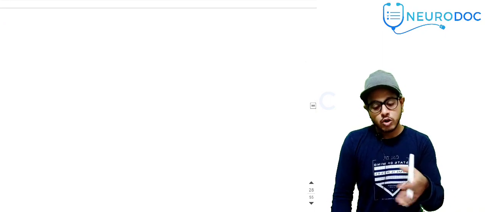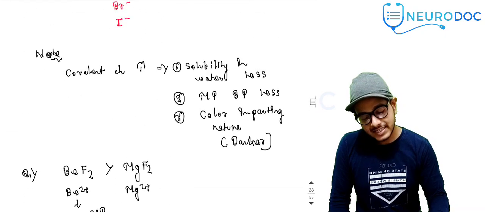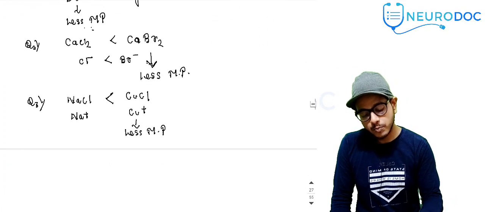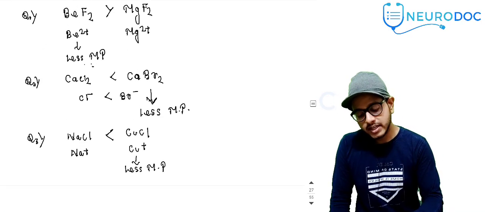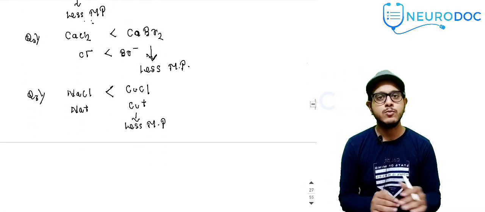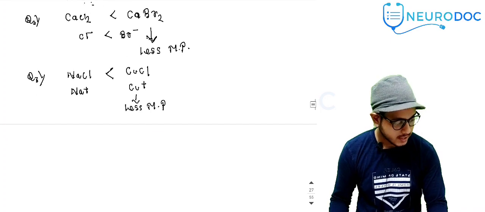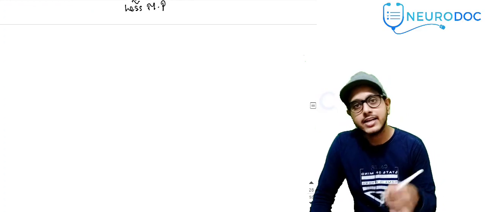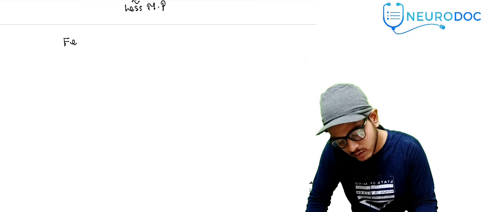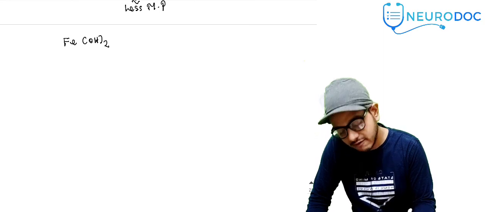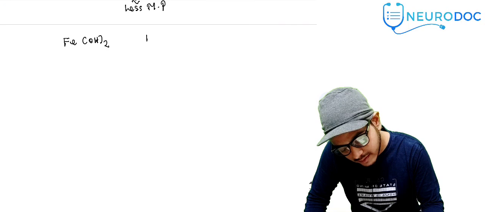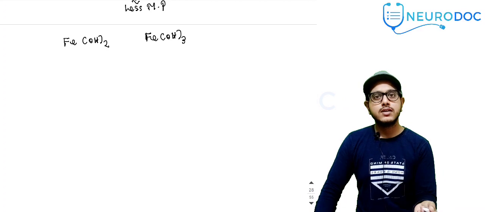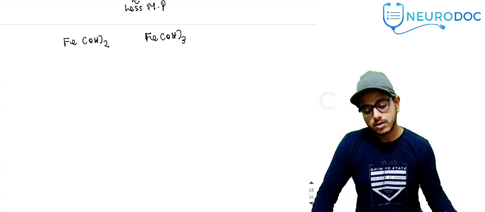Same can be said with solubility in water. All will have less solubility in water: magnesium fluoride, calcium bromide, cuprous chloride, as compared to BeF2, CaCl2, NaCl respectively, they will have less solubility in water. Now, again, if I ask you another question regarding solubility, right? Fe(OH)2, ferrous hydroxide and ferric hydroxide. Where do you think the solubility will be more?